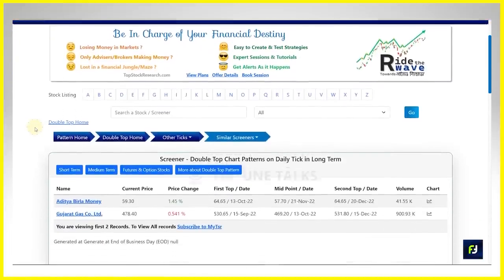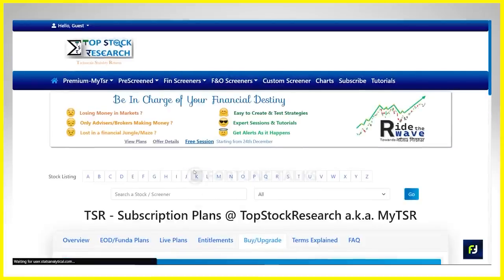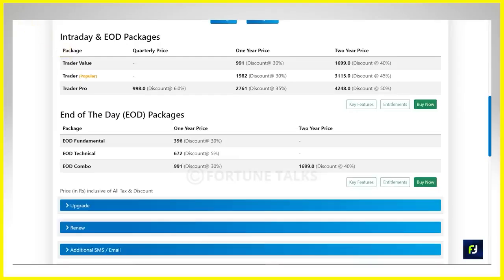And once you click on it, you will get a list of stocks that satisfies the criteria. But in the free version, you will only get a maximum of 3 results. And if you want more results, you need to purchase the premium plan, which costs around 2000 rupees for a year. But I suggest you use the free version for a while and see if you really need it. Now let's get back to the discussion.